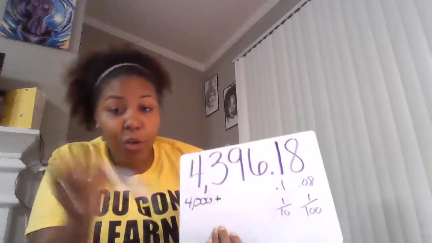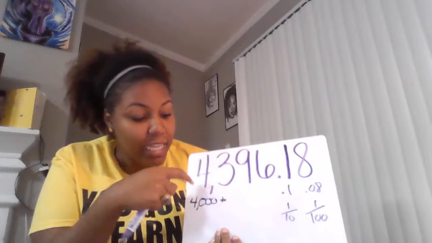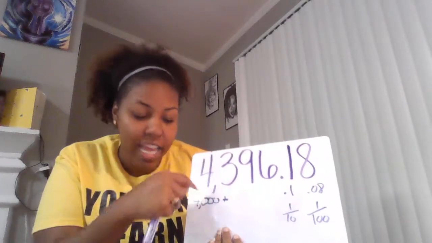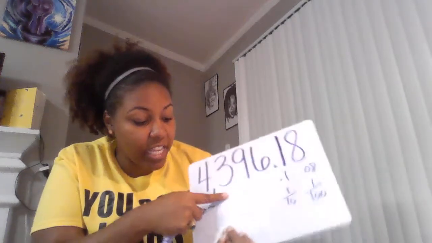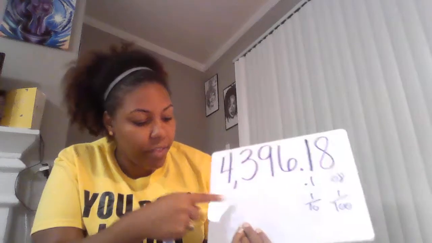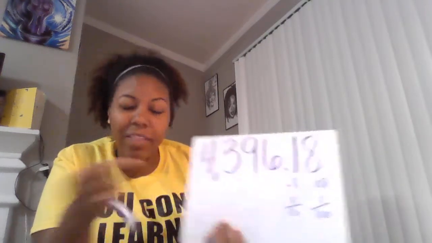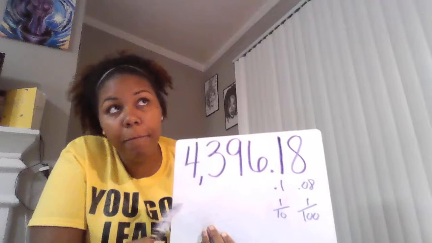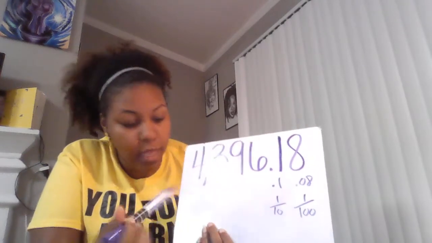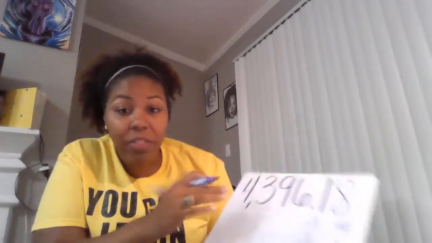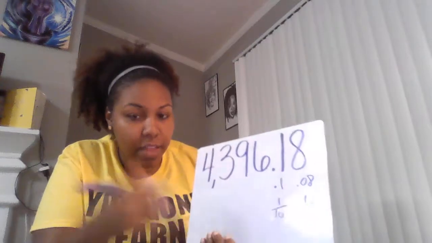All right, so yes, expanded notation means multiplication. So you're going to multiply the place times the digit in the place. So the digit here is 4, and the value of it is 1,000. It's in the thousands place. Don't say 1. That was my mess up.